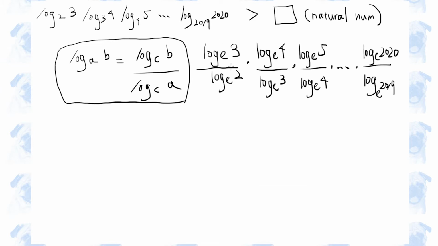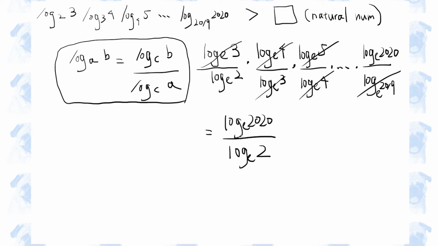As you can see, the numerator of the nth term is the same as the denominator of the n plus 1th term. So we can cancel these out. So we are left with log base e of 2020 over log base e of 2. Now, we apply this rule backwards, and we get log base 2 of 2020.